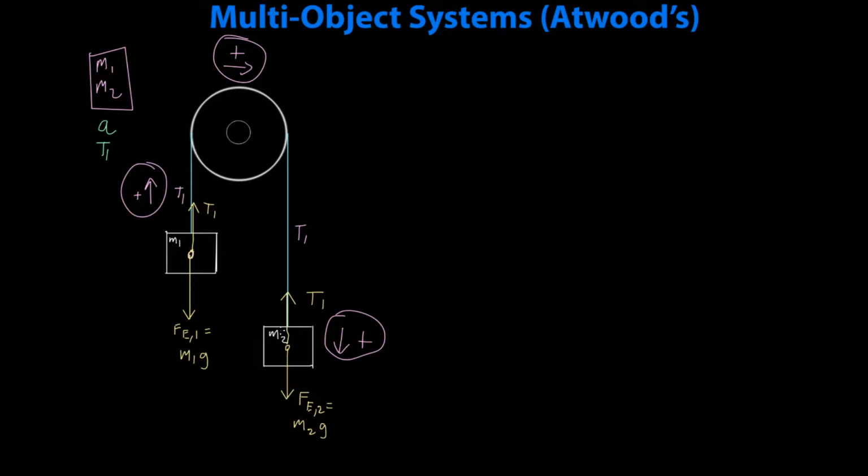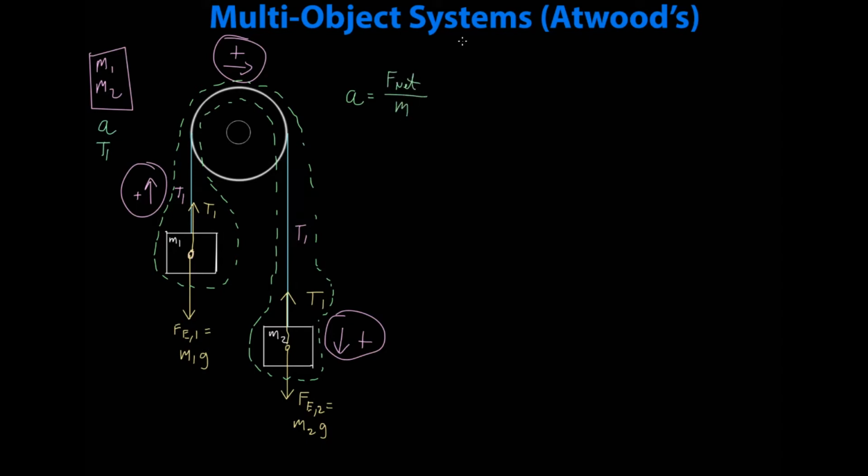So the next thing I'm going to do is define my system. My system is going to be mass 1, the string, but not the pulley, and mass 2. So now I can make my second law equation. I start with the basics. Acceleration is F net over mass. Side note, F net is also written like this very commonly. It means sum of all forces.